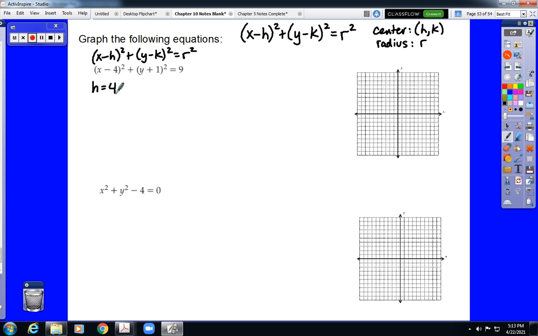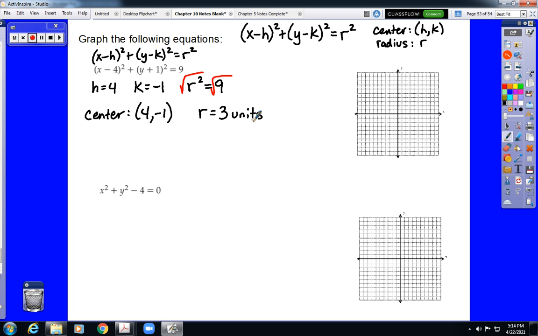what's written in the equation. So when this says x minus 4, that means h is +4. Same for k. This says y plus 1, so k is -1. And then right here, this 9 tells us that r squared equals 9. So our center is located at the point (4, -1). And to get the radius, we need to take the square root of 9, which gives us a radius of 3 units. So we pull that information from the equation.